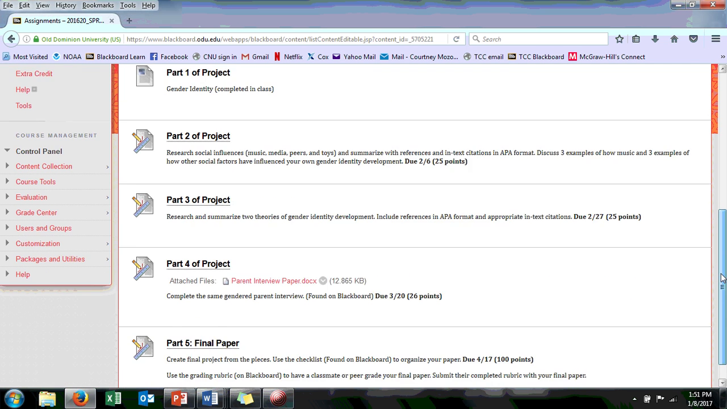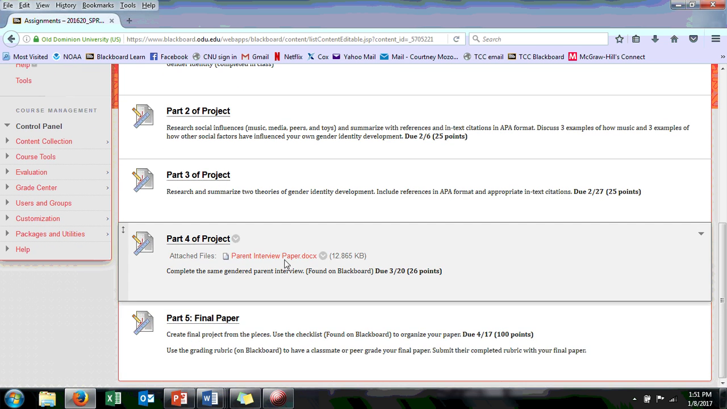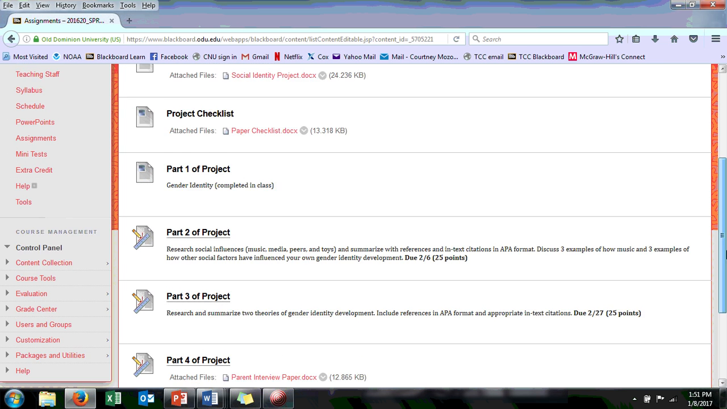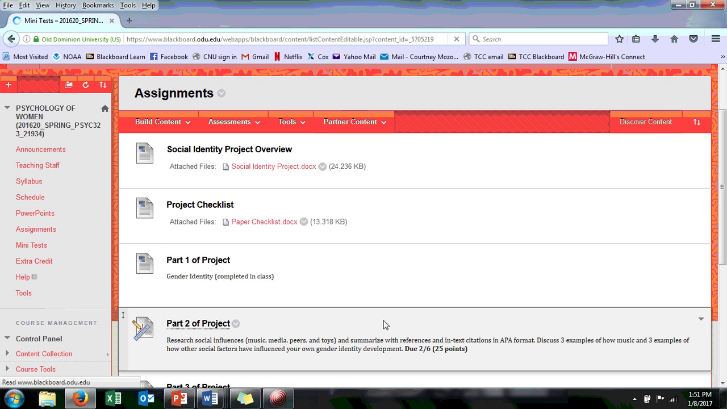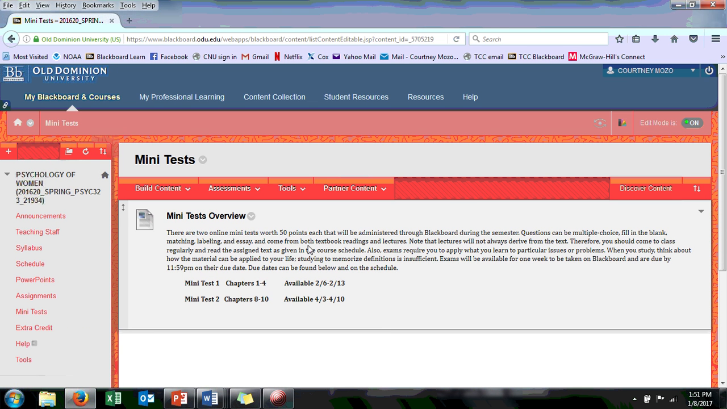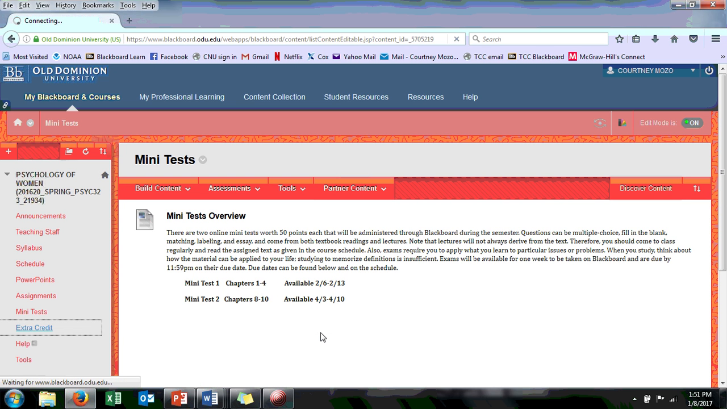All of the links are there, ready to turn things in. Here's your parent interview, the document that I showed you with all of the instructions. As I said, the rubric is not available yet for the final paper, but it will be posted soon. Then your mini tests, they are not up here yet, but the broad instructions as well as dates, and you'll see the mini tests available under this link. Your extra credit has its links over here too.